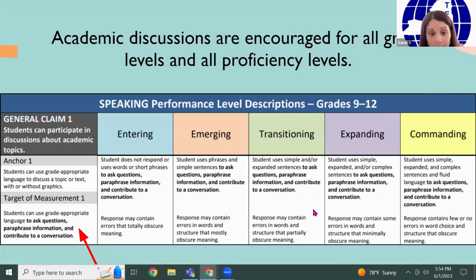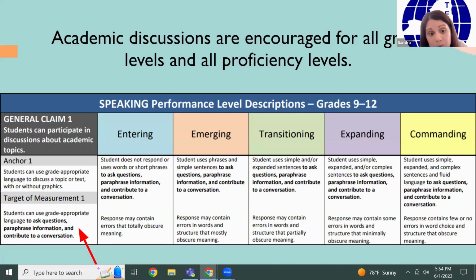there may be a student at this level, and they may be able to use simple and/or expanded sentences in a discussion, while an expanding student may be able to use complex sentences. So we know that at this level, we need to provide those students with the necessary scaffolds and vocabulary to develop the skills they need to reach the next proficiency level.